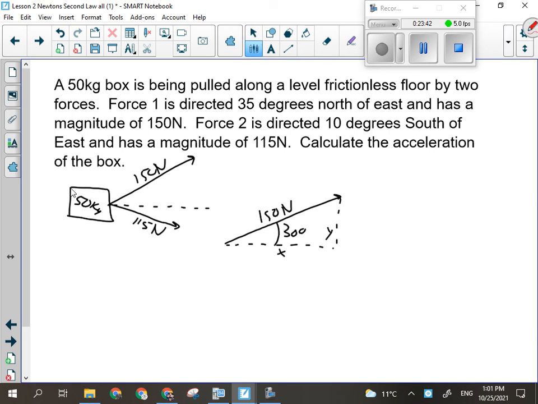And then my second force is 115 newtons, and it's 10 degrees south of east. So we've got an X and a Y here. That means that my net force is my result, this line. And this would be its Y component, and this will be its X component. So no different than adding two displacement vectors together. All vector quantities are added in the same way.